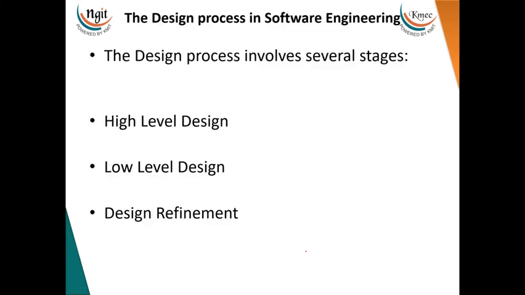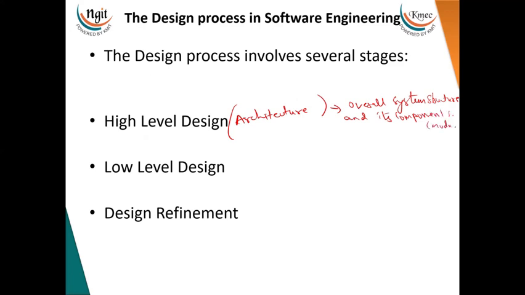Then the design process in software engineering. The design process involves several stages. The first is high level design, next is low level design, and next is design refinement. What do these represent? High level design is the architecture, which determines the overall system structure and its components. When I say components, please remember these are the modules.